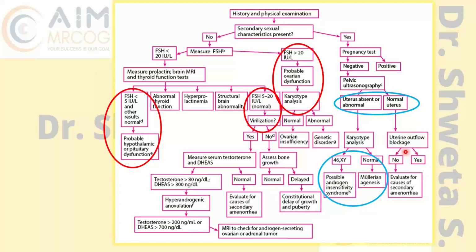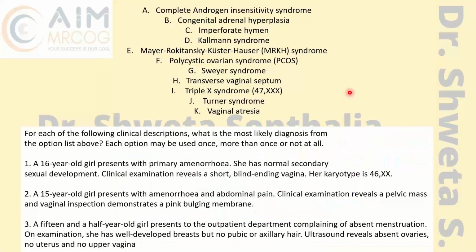Am I clear about this master chart now? The sequence of investigation as well as the role of karyotype. Okay, great. So let us go to practice now.